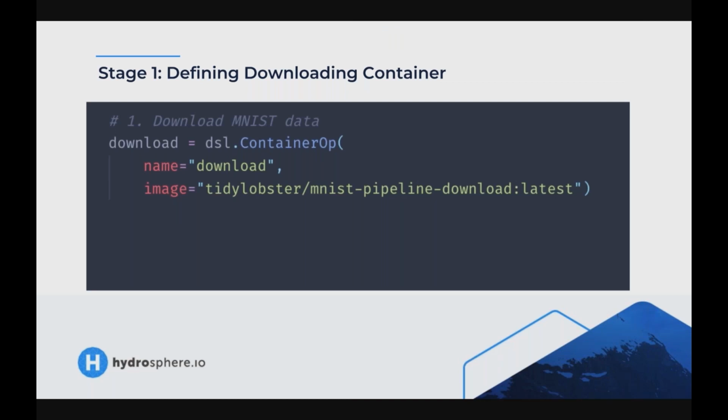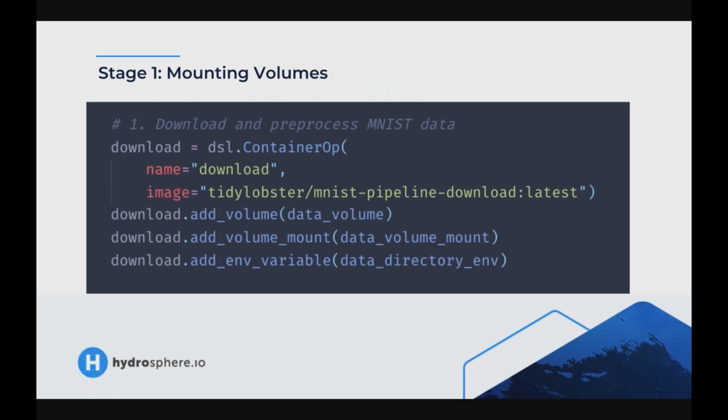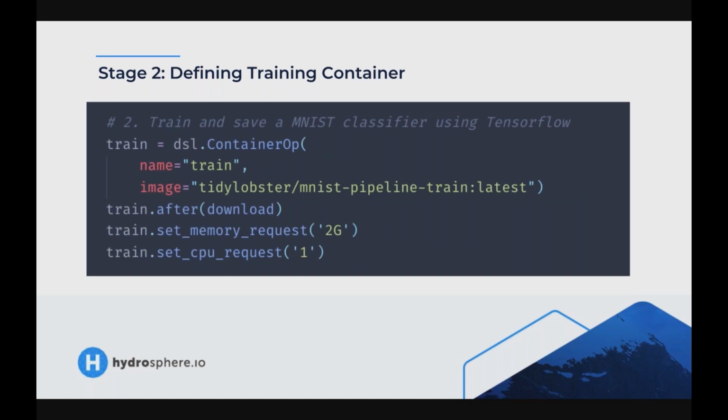So the first step is of course downloading, and we use a MNIST pipeline download Docker image that was already created, but as we may remember, the downloading stage requires us to provide volume mounts. So here are just a few lines of code. You can add a volume to your containers.